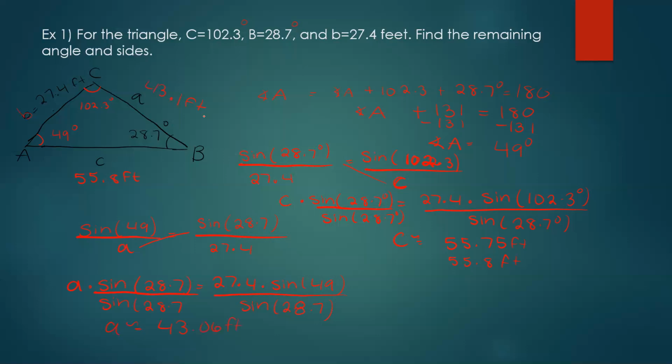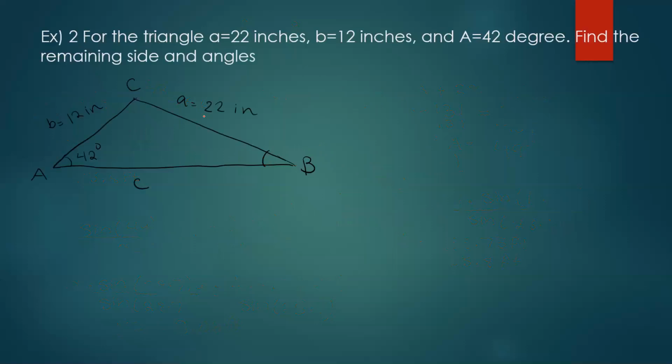Let's do the next one. For the triangle, side leg A is 22 inches, leg B is 12 inches, and big A, or angle A, is 42 degrees. Find the remaining sides and angles.